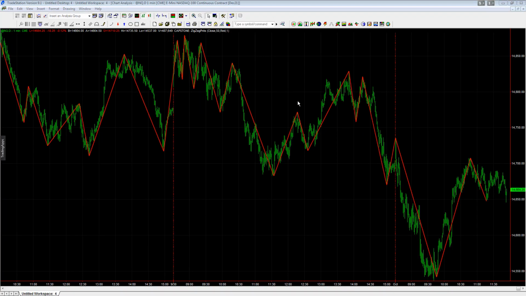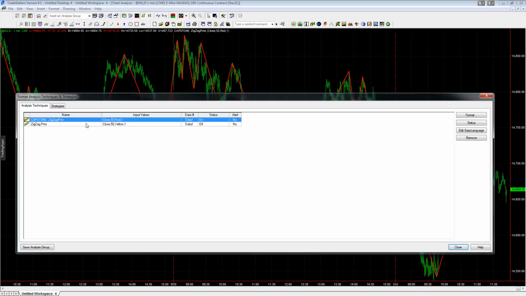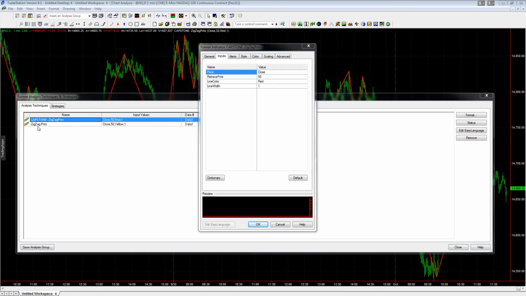So just looking at the day session, you can see there are 14 swings yesterday at 50 points. I formatted that indicator, that analysis technique, and I had the zigzag PNTS. That's what it looks like in TradeStation by default. If you have TradeStation, you should already have this indicator.